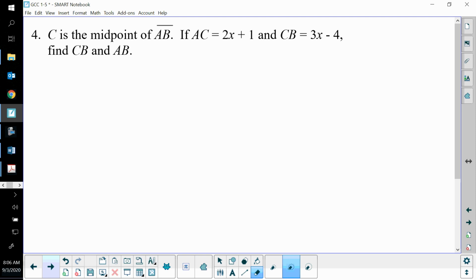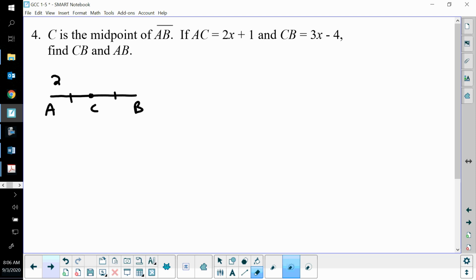Going down to the bottom, we now have C as the midpoint of AB. Now, I don't know if I've said this specifically yet this year, but anytime this year, if they're talking about something and there's not a picture, it's a good idea to draw the picture. It can help you visualize it. So because it's the midpoint, we'll go ahead and put our markings on.